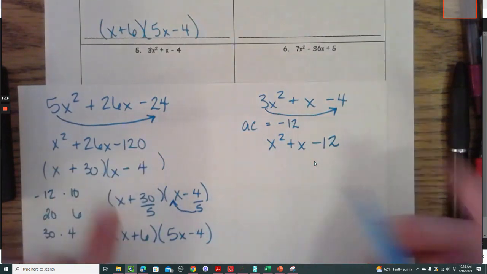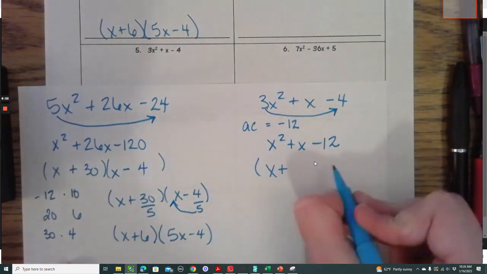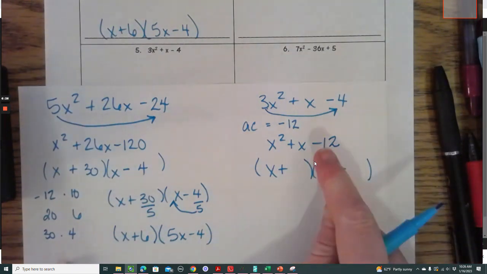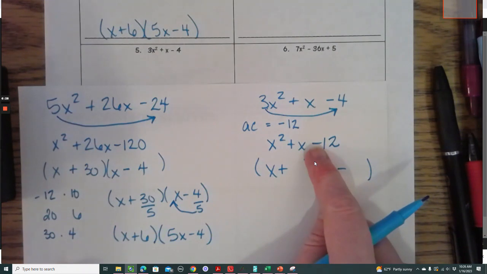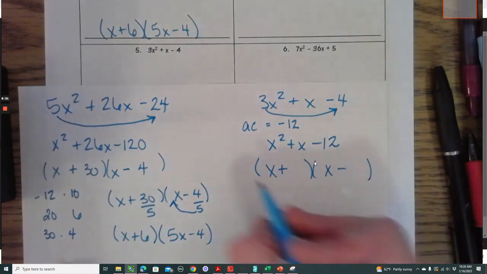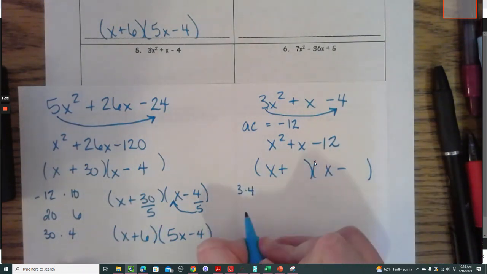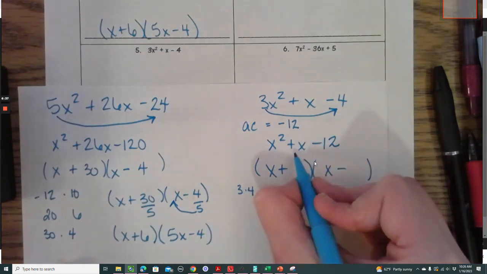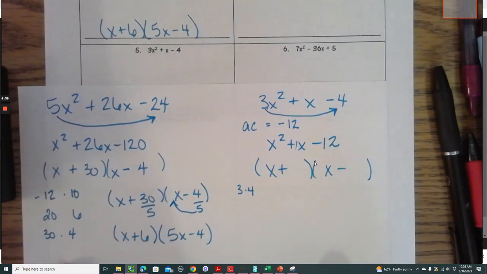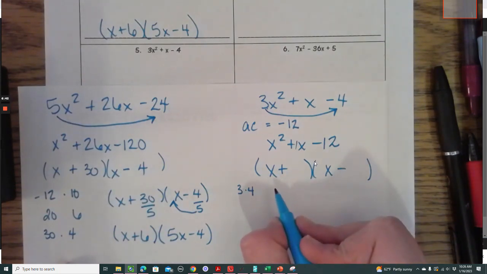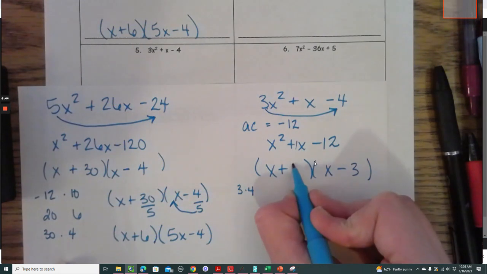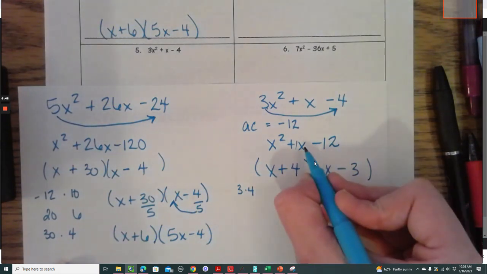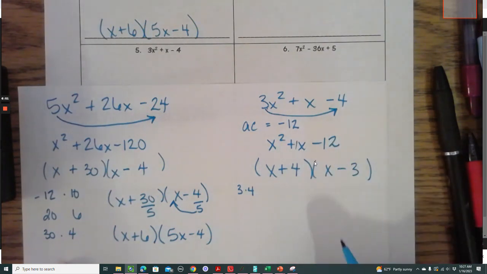We're going to have x plus and an x minus. X plus something, x minus something. All right, two numbers that multiply to give me a negative 12. 3 and 4. If one's positive, one's negative, remember invisible math, a 1? Yes. So the 3 will be negative 3, 4 will be positive 4, because 4 plus negative 3 gives me a positive 1. 4 times negative 3 gives me a negative 12.